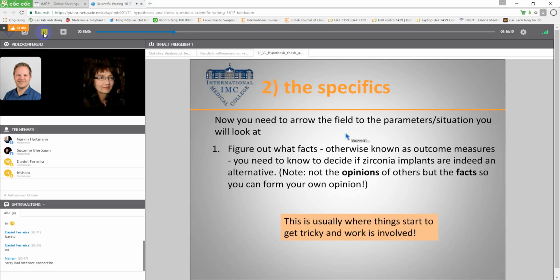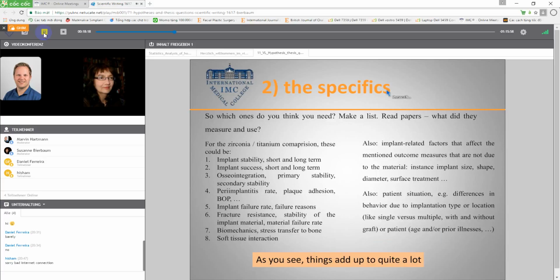Now, the problem is that this is usually the point where things start to get tricky and work starts to be involved. Why is that the case? For this example, I can show you, because usually you say, okay, what do I need to know to decide if these implants are just as good as titanium implants? What are the potential differences? Best thing to do is sit down, make a list.